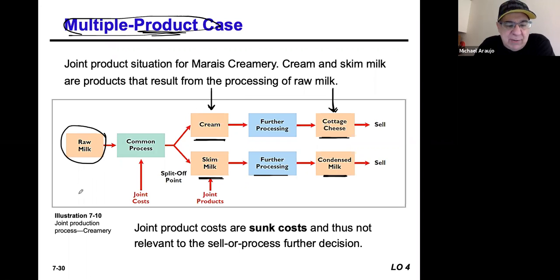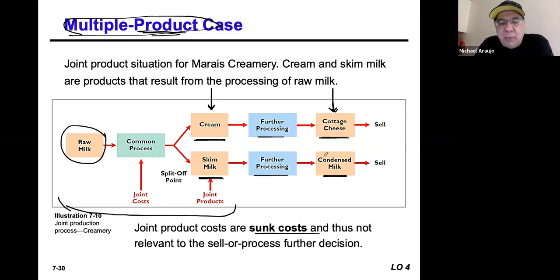Everything that you've spent from getting the raw milk and processing to your joint products, which is skim milk and cream, all of these costs are going to be done anyway. So they're called sunk costs because you're already going to be doing all of this to get to your main products here. So those are not going to factor into whether you should further process them into these other products, because these are all sunk costs. They don't matter anymore.